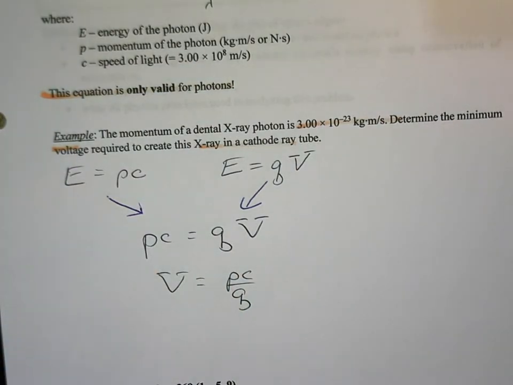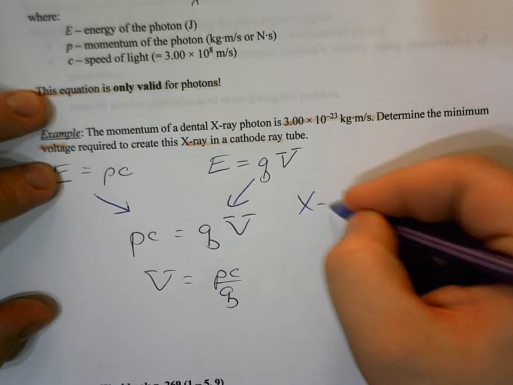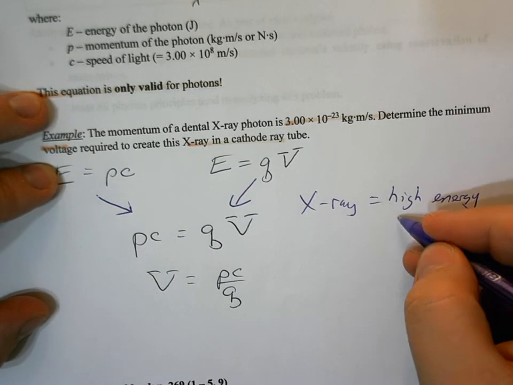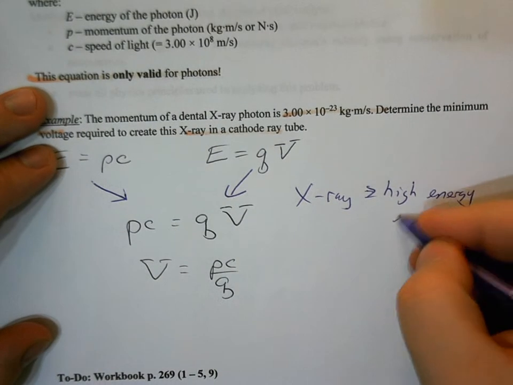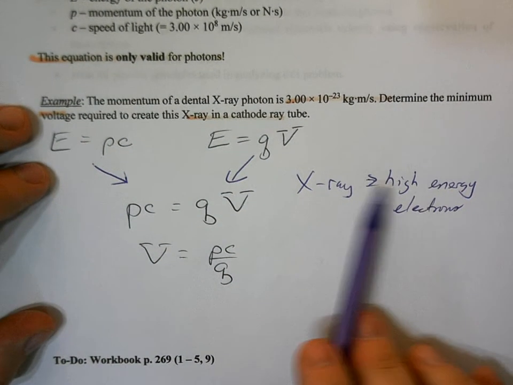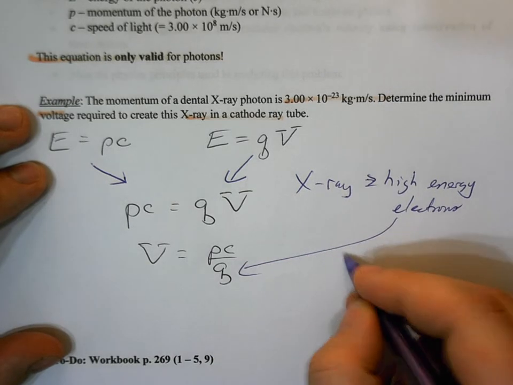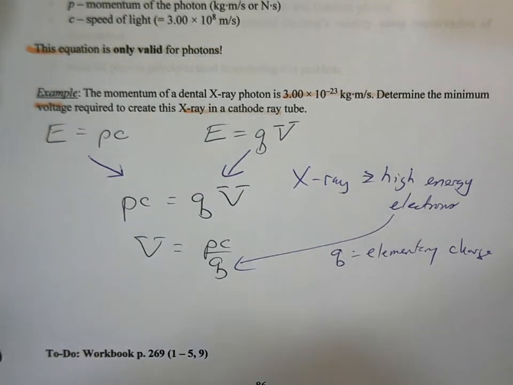Now, the big problem: we know what P is, we know what c is. We may have a bit of an issue. What is Q? Well, I probably should have put this in the question, but when we're dealing with X-rays, we're still dealing with a bit of Compton scattering, with high energy electrons in this case. So these high energy electrons are going to produce X-rays, which means that we are going to use Q as the elementary charge. I probably should have put this information in the question, but it happens, I forgot.